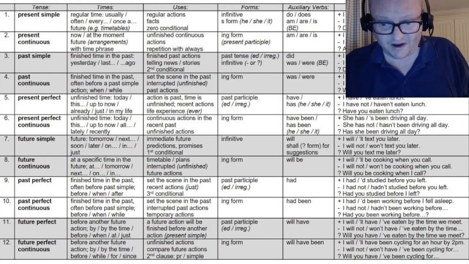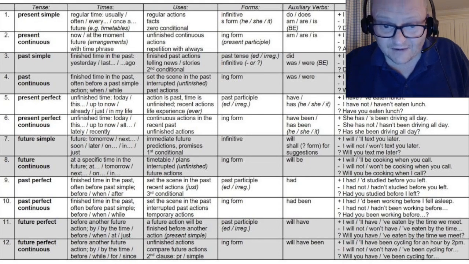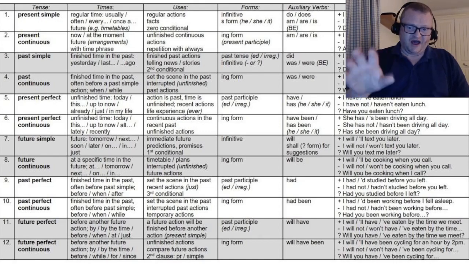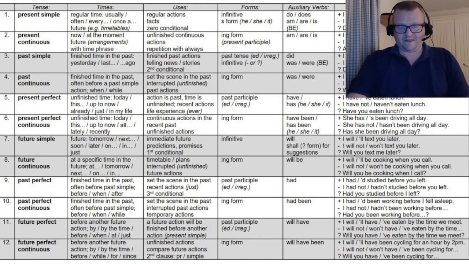I won't have been cycling for an hour by 2 p.m. Will you have been? So a lot of these unstressed words, function words, we don't stress. What will you have been? It's too much. It's just too much for us. We don't want to hear it. Will you have been?